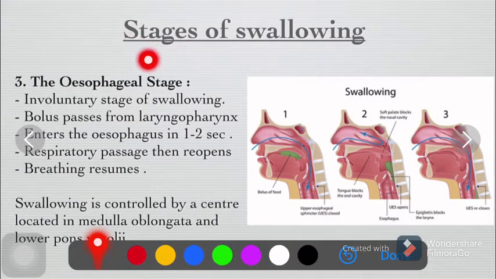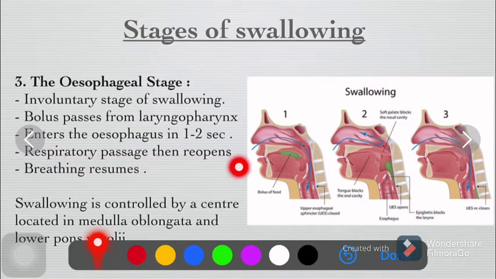The third and the last stage in the stages of swallowing is the esophageal stage. It is again an involuntary stage of swallowing. This is the second involuntary stage in the process of swallowing. The bolus passes from the laryngopharynx. So the laryngopharynx is a common passage for both food and air. The bolus will pass from this passage and enter the esophagus in about 1 to 2 seconds. So directly from the laryngopharynx, the bolus will now enter into the esophagus.